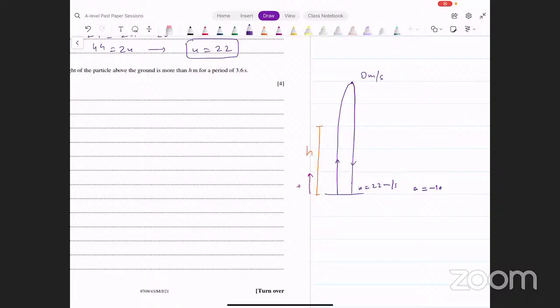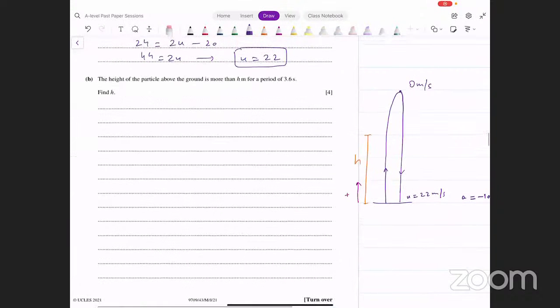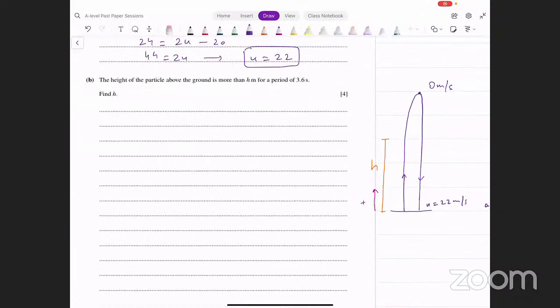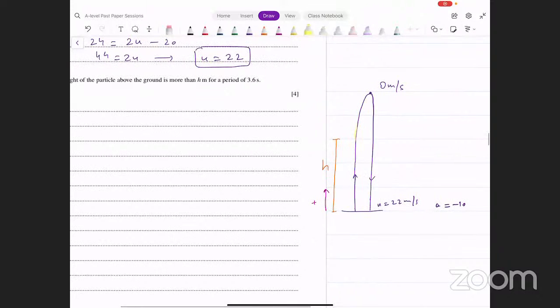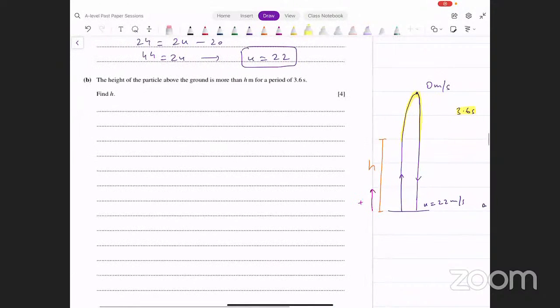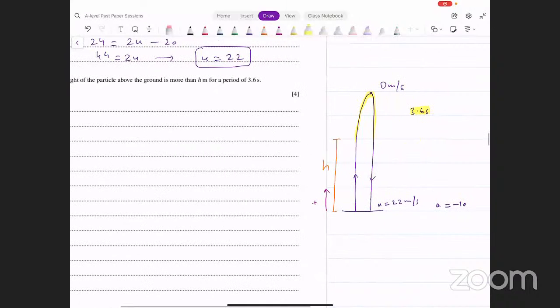अब उसने क्या कहा है? The height of the particle above the ground is more than h meters for a period of 3.6 seconds. What that means is, for this part of the journey, we've got the total time taken. वो कितना है? That is 3.6 seconds. 3.6 seconds लगे हैं इस yellow part के अंदर. Yellow part को कितना time लगा? 3.6 seconds. That's what we know. We've got to find the value of h. ये h find करना.